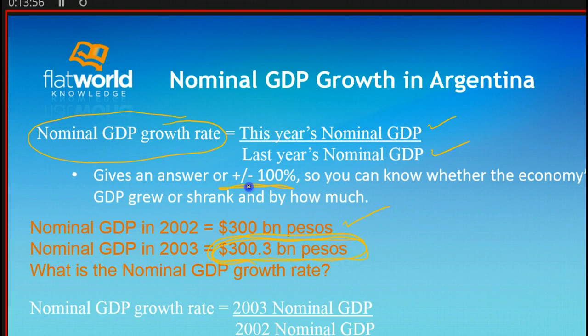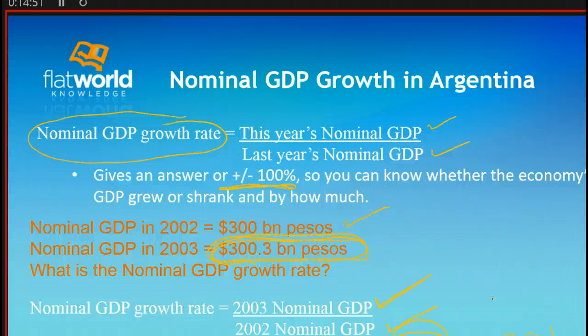It's going to give you an answer of either something less than or greater than 1, which is like saying it's plus or minus 100%. So let's just look at it. If I said Argentina's 2003 nominal GDP was 300 billion and 300 million pesos, and I divide by their 2002 nominal GDP, which was 300 billion pesos, I get an answer of 1.001. That is like saying if 1 is equivalent to 100%, this is like saying it grew by 0.001 or 0.1%. The nominal GDP growth rate is 0.1%.